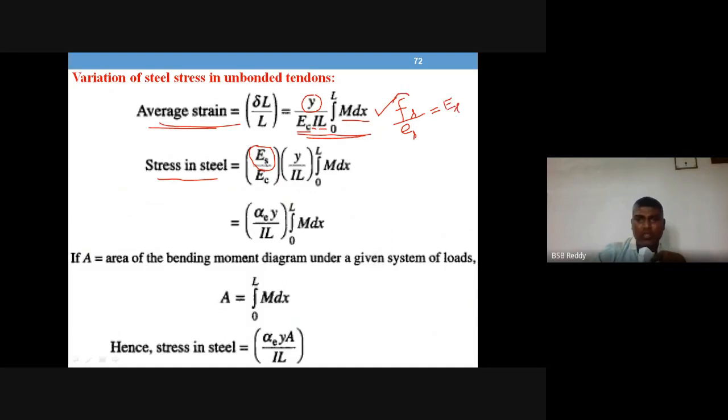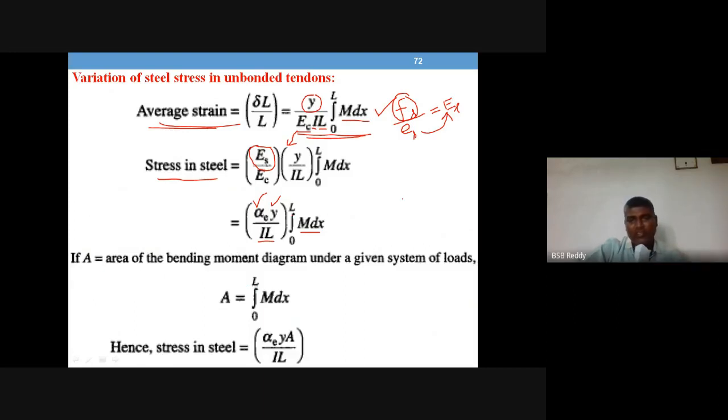So now you want this stress in steel, and you know strain in steel from this formula and Young's modulus of steel. So what happens? Es into this term has come here: 1 by Ec, y by IL, integral M dx. So what is Es by Ec? Modular ratio alpha. Alpha into y divided by I into L, integral 0 to L, M into dx. M is variable, right?